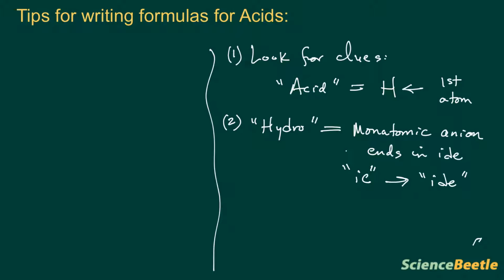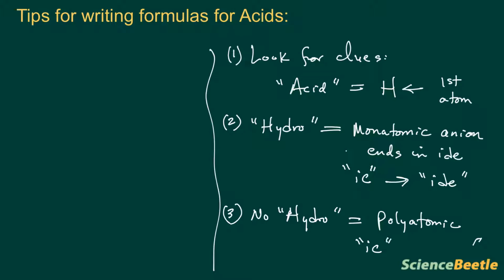Now, if you don't see the word hydro, that's the other case, which will be step 3. So we'll just put it here: no hydro in the name. What this means is that you've got a polyatomic. And so instead of doing the change from ic to ide, we're going to go from ic to ate. That's the movement that we're going to do there. So these are some general tips that you'll use.